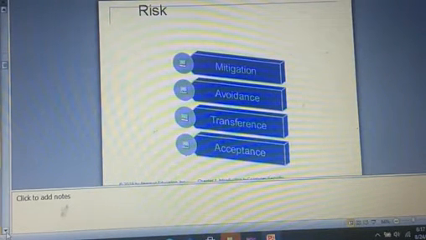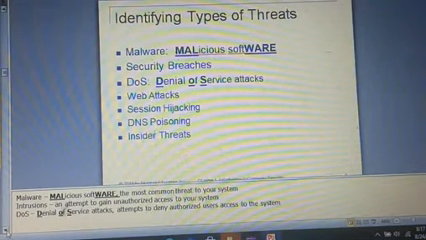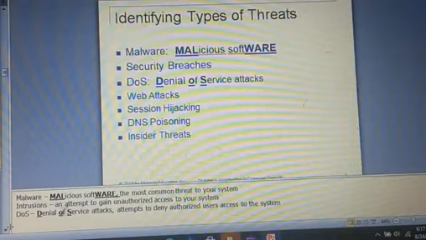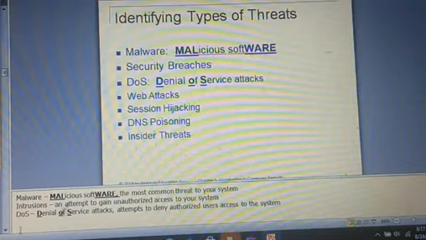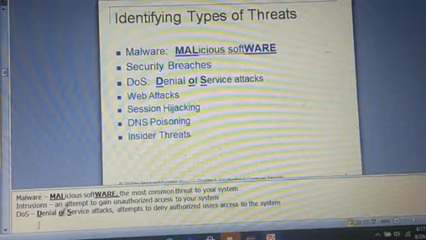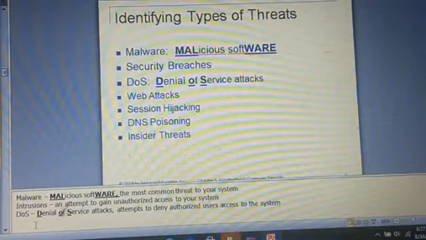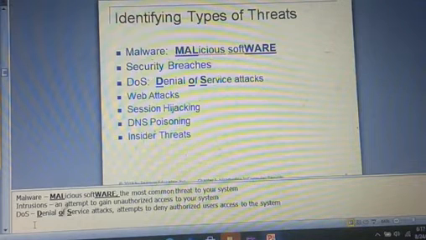So we move on to the next slide, identifying different types of threats. There are different types of threats that exist. We have malware, known as malicious software, a combination of malicious and software. And then we have security breaches. Malicious software is software that attacks our systems with the intent to destroy. Security breaches are also types of threats that break rules and regulations of computer networks or systems. There are different types of security breaches, and they vary from one type to another.